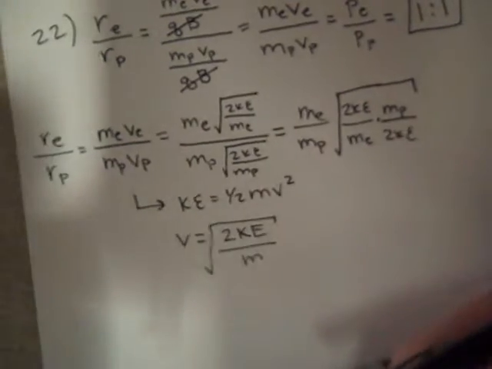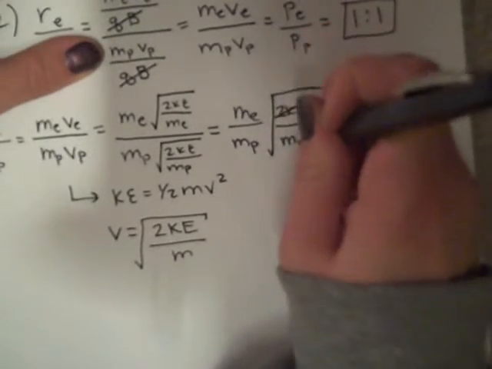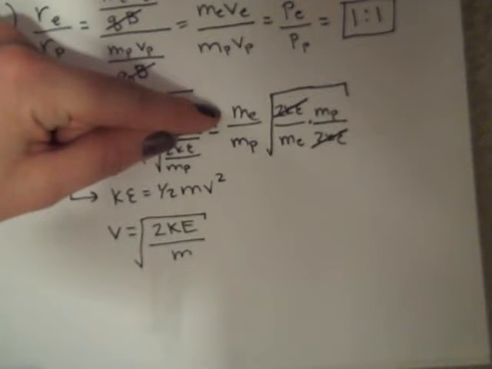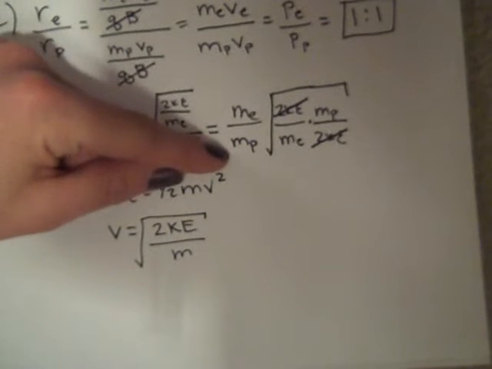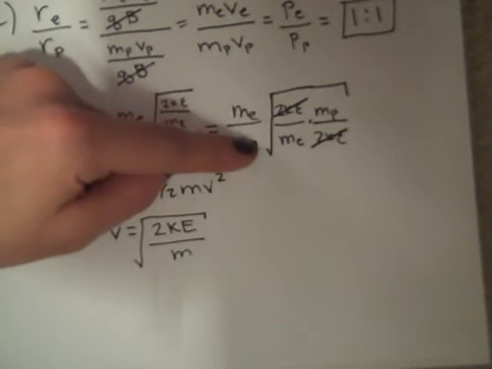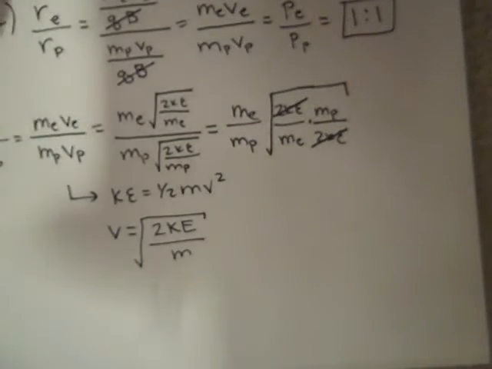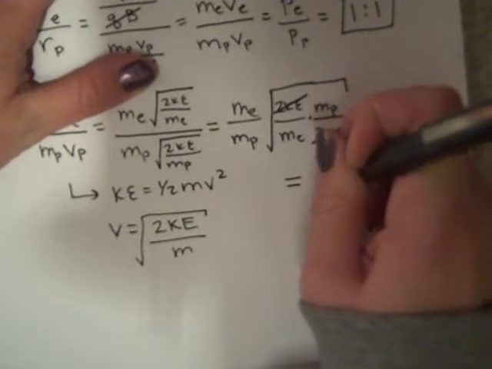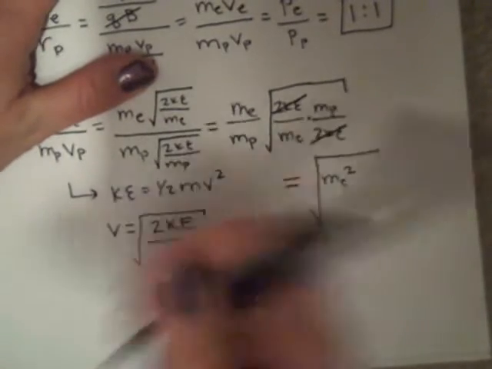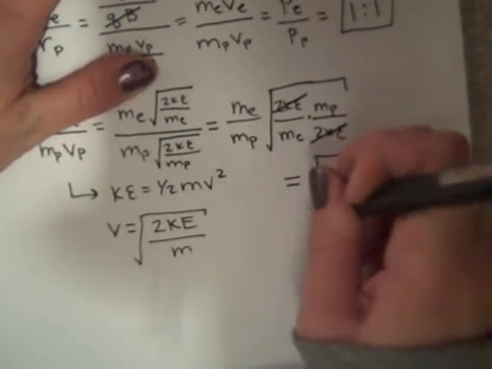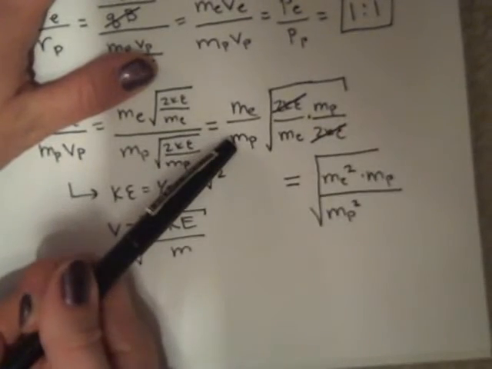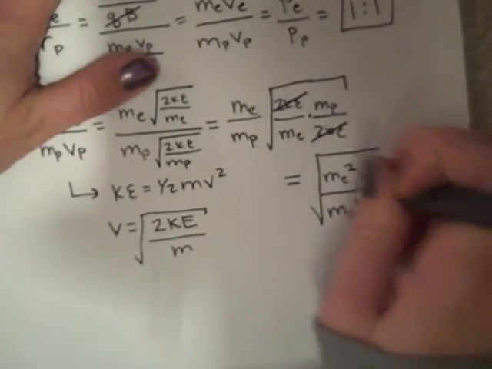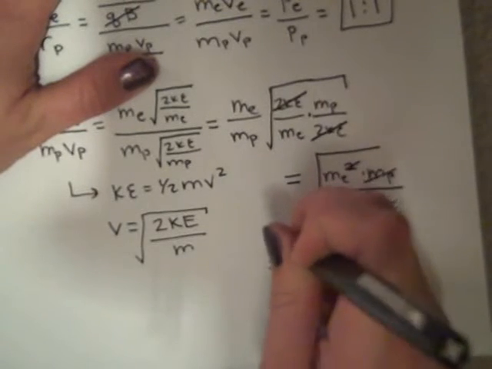Hopefully you can see here that the 2ke's will cancel out, and you're left with the mass of the electron times the mass of the electron divided by the mass of the proton times the square root of mass of the proton over mass of the electron. And if I go ahead and put everything under the square root, I will get the mass of the electron squared, by putting this under the square root, times the mass of the proton divided by the mass of the proton squared, from putting that under the square root, times the mass of the electron.